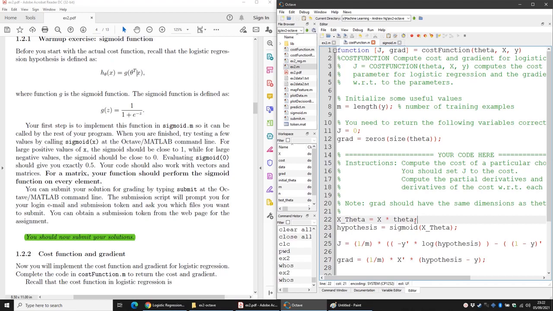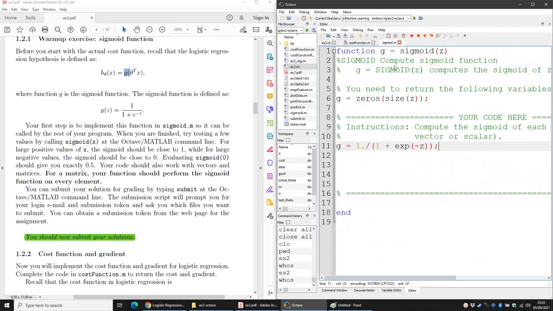Andrew explained it. This is just me reminding you. Now we take the sigmoid of this. We already wrote the sigmoid function, which is here. It's pretty straightforward.